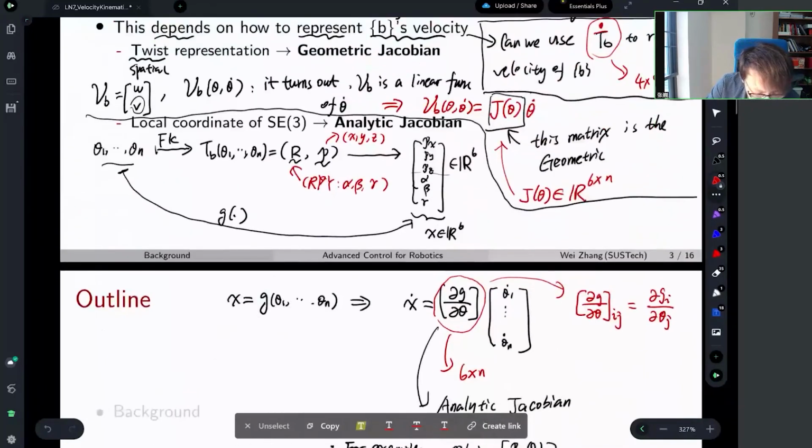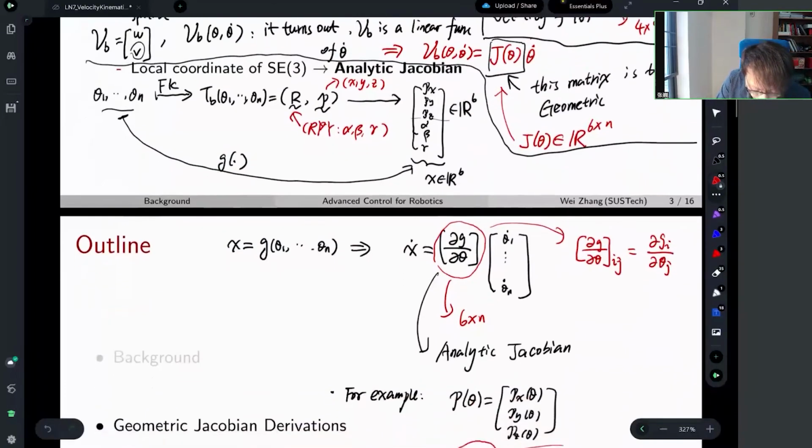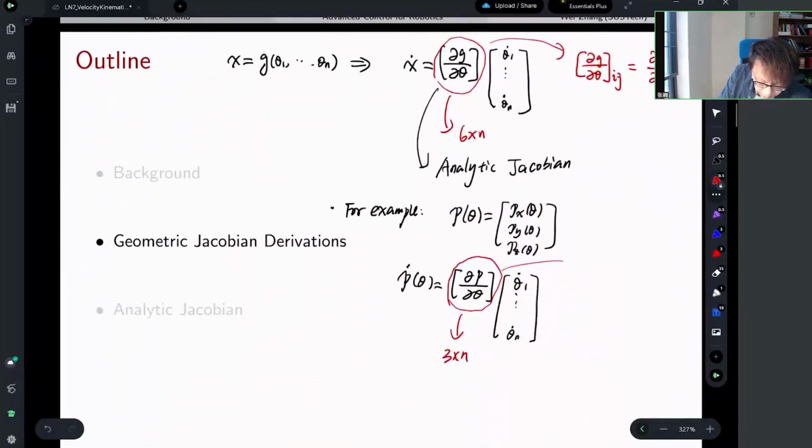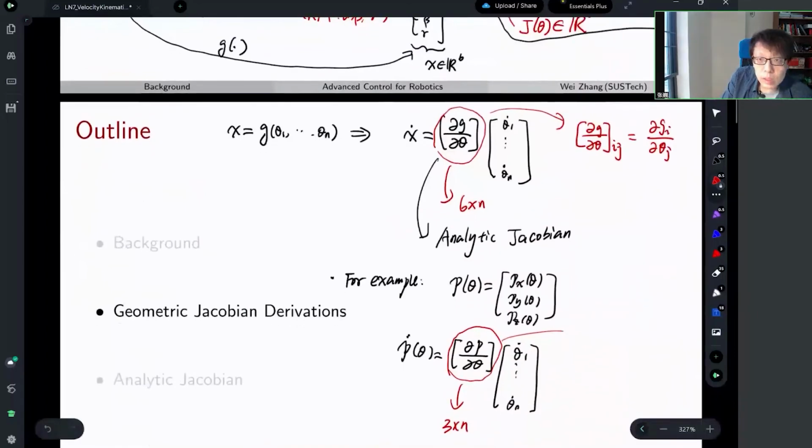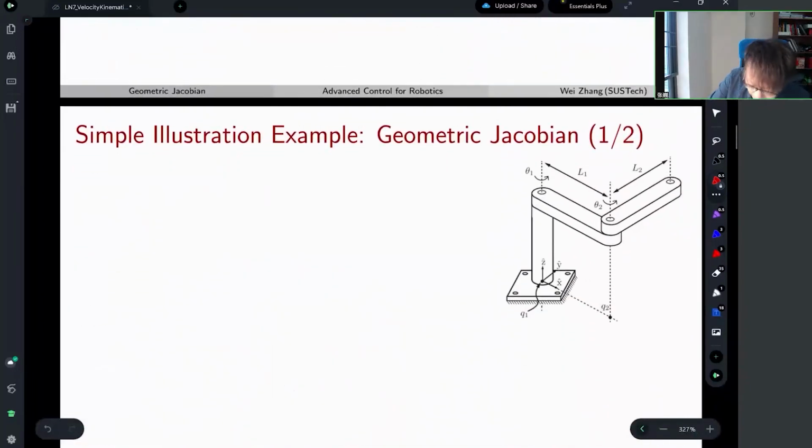So whenever you use not the twist, but only part of the minimal coordinates, that becomes the analytic Jacobian. Typically these two are related, and we're going to talk about how to derive them and what their relation is today. So let's directly start with the example. For simplicity, I use exactly the same example as we used for forward kinematics. You should be familiar with this now.